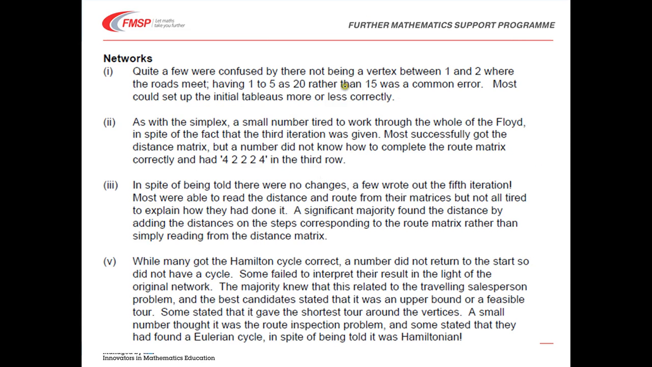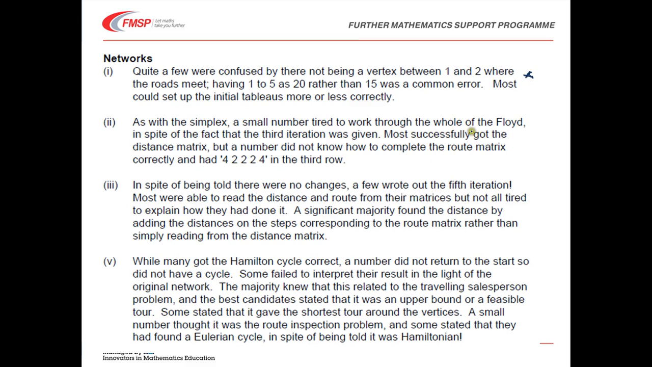Now, this is what the examiner's report said about this particular question, and it's worth having a look at, because what this does is it highlights the common errors that people made. So it mentions the fact that people were confused between vertex 1 and 2 where the roads meet, and a lot of people made that mistake. It's not a vertex unless it's specifically got a blob and a label on it.